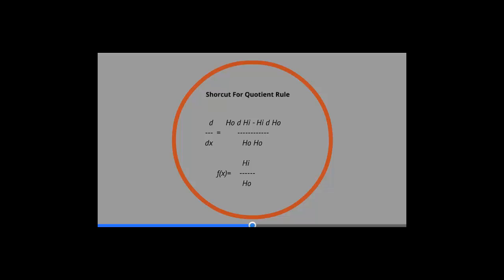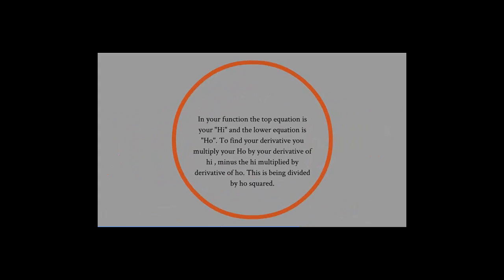Here's a little helpful way of remembering the quotient rule. The derivative is equal to ho d hi minus hi d ho all over ho ho. That's where we start off with the quotient hi over ho. So in your function, the top equation is your hi, the lower equation is your ho. To find your derivative, you multiply your ho by the derivative of hi, minus the hi multiplied by the derivative of ho, and then divide by ho squared. Maybe that'll help you remember it.